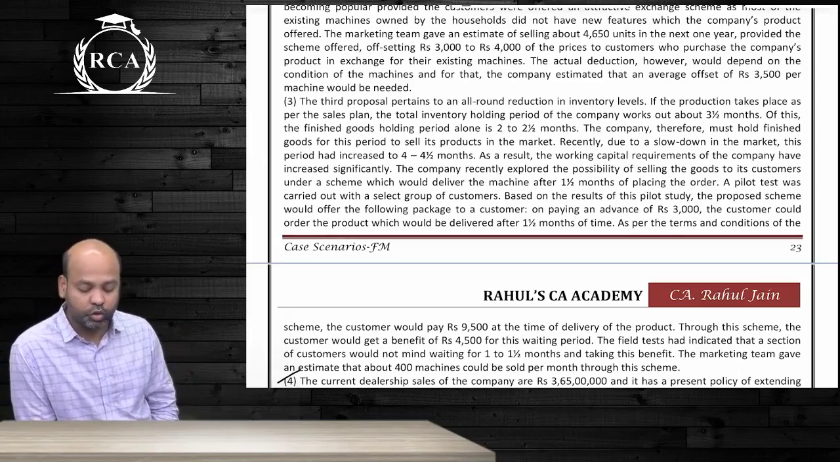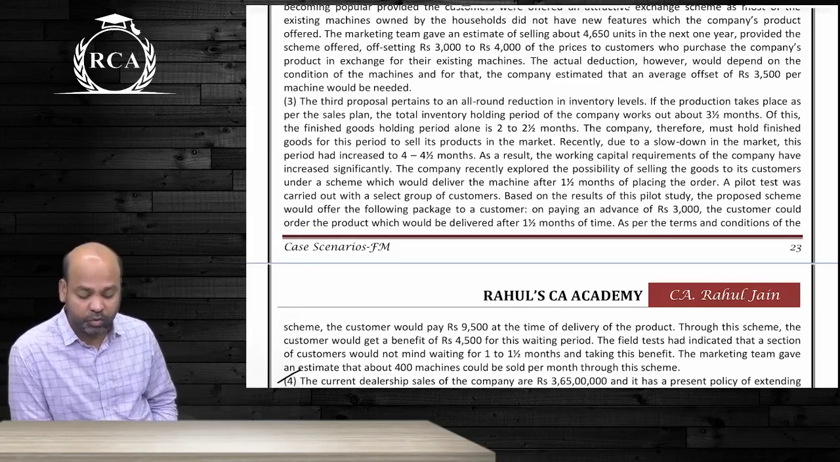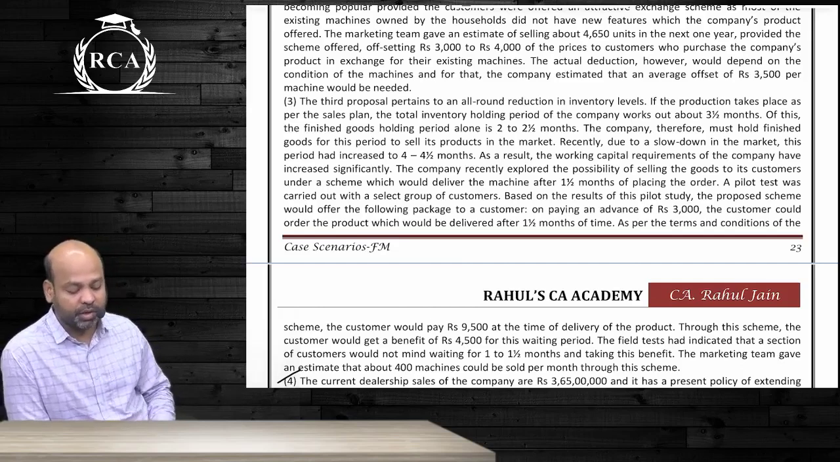Out of this, finished goods holding period alone is 2 to 2.5 months. The company therefore must hold finished goods for this period to sell its product in the market. Recently, due to slowdown in the market, this period has increased to 4 to 4.5 months. As a result, the working capital requirements of the company have increased significantly.